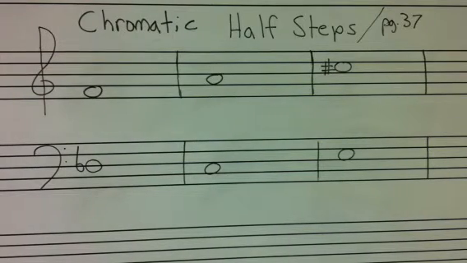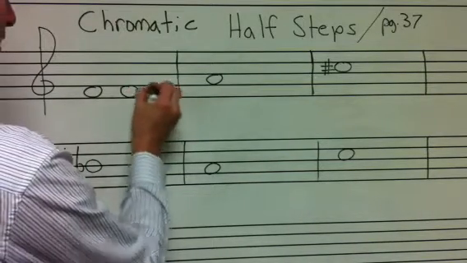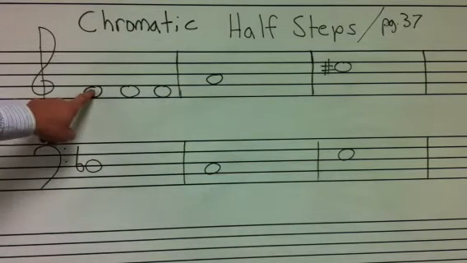Chromatic half steps are half steps that use the same letter name, but you need to utilize accidentals to make the notes a half step away from each other. So, immediately I know I need a chromatic half step above and below this F.